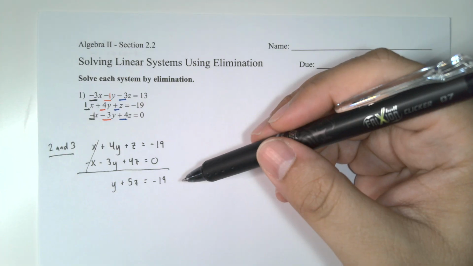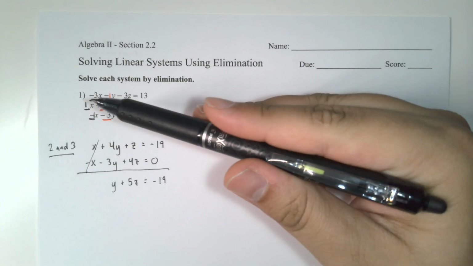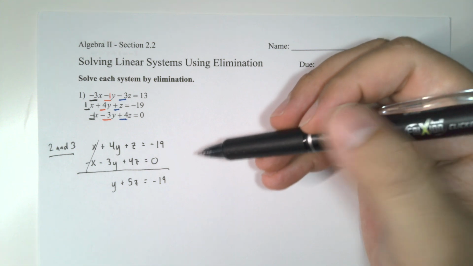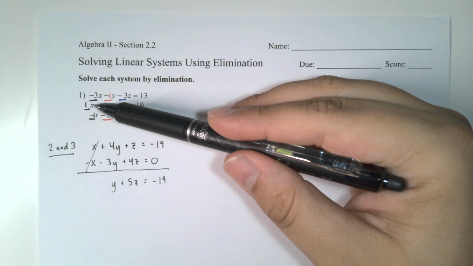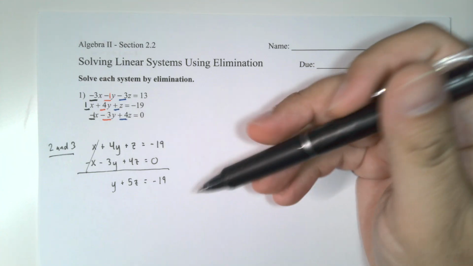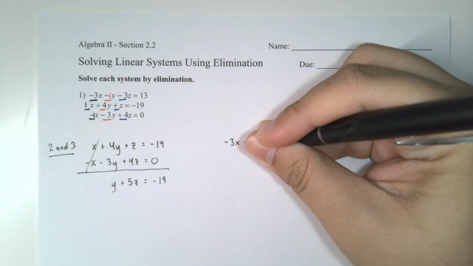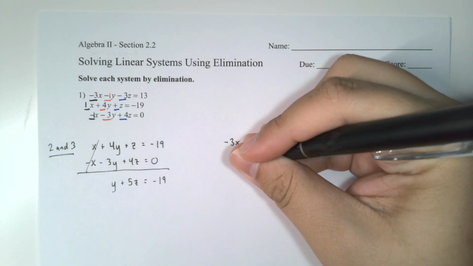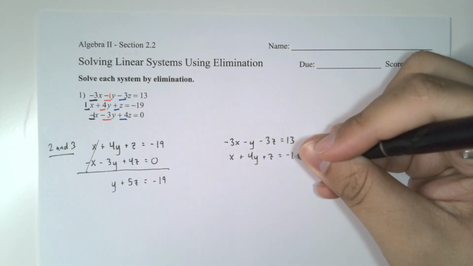Now we need to eliminate x again, but we need to use a different combination of equations. We can use either 1 and 2 or 1 and 3. So let's maybe multiply the middle equation, equation 2, by 3. That way we can eliminate that with a negative 3x, and we'll have a positive 3x here. So if I start off with my top equation of negative 3x minus y minus 3z is equal to 13, and my middle equation is x plus 4y plus z is equal to negative 19.